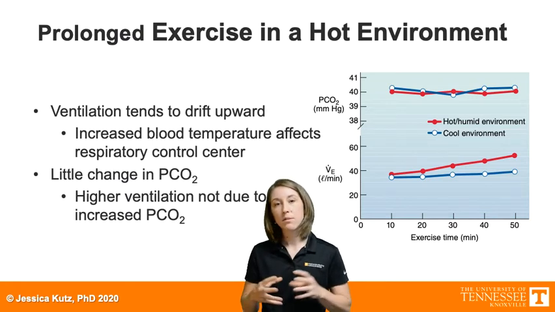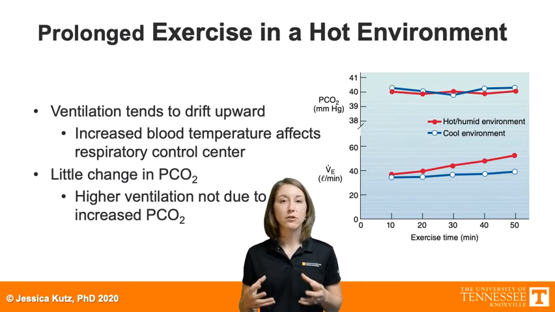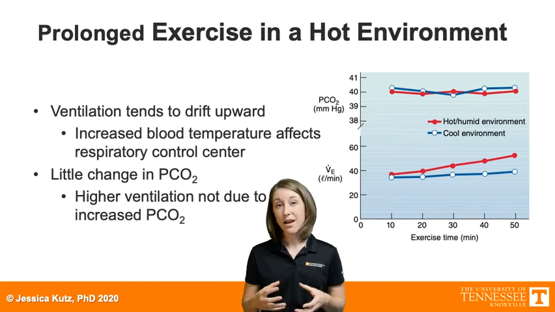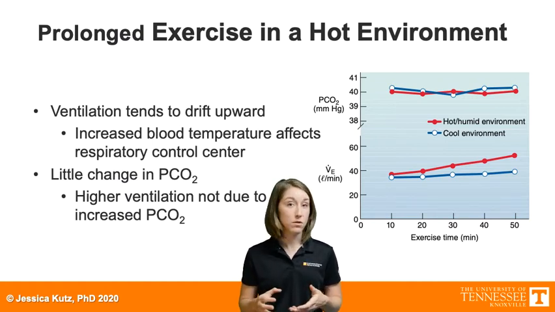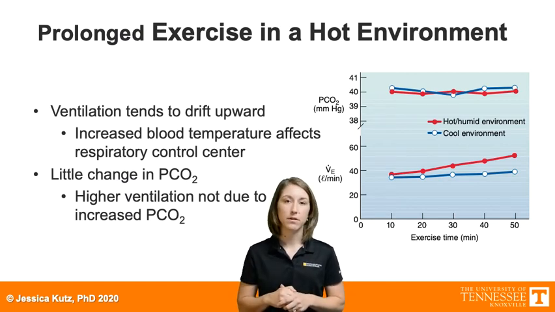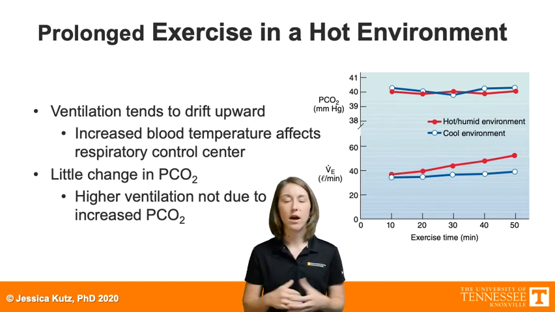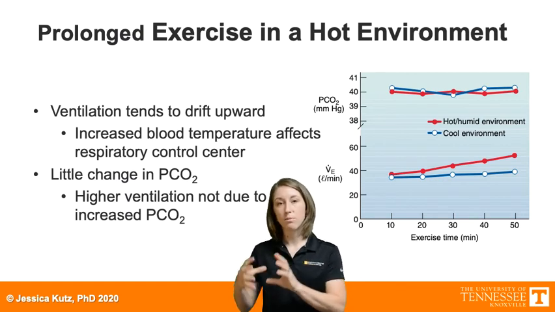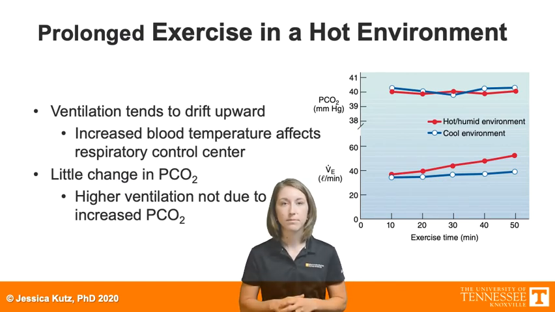And that increase in blood and body temperature actually affects the pulmonary ventilation centers in the brain. And it's not actually due to a buildup of CO2 that we see these drifts or this increase in pulmonary ventilation in these very hot and humid environments with prolonged exercise.